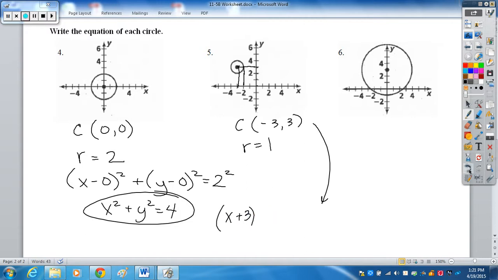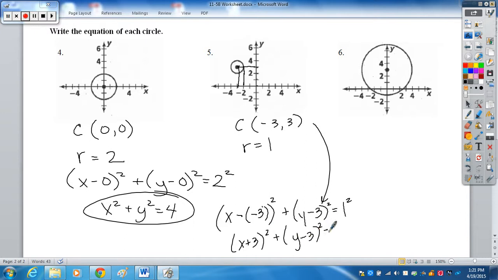Actually, you know what? I'm not sure if I like doing that. I want to make sure everybody understands where everything's coming from. So x minus h, which would have been your x value up here, squared, plus y minus k squared is equal to the radius squared. Okay? So again, from there, x plus 3 squared plus y minus 3 squared is equal to 1. Okay, and this is the equation, again, that I'd be looking for.